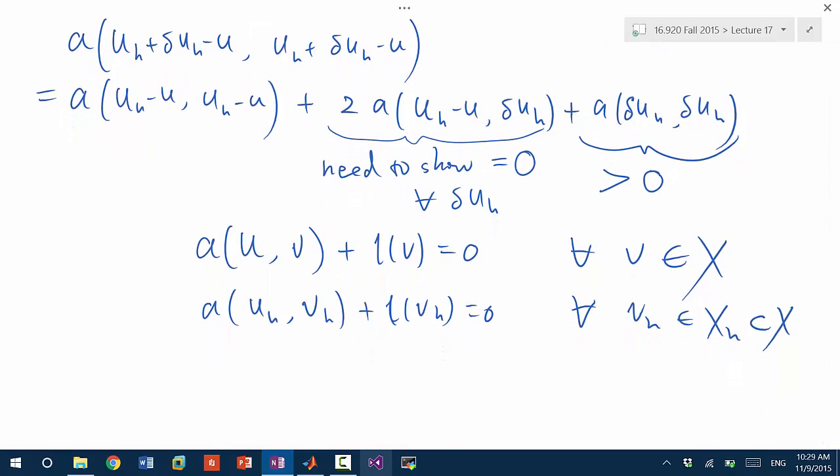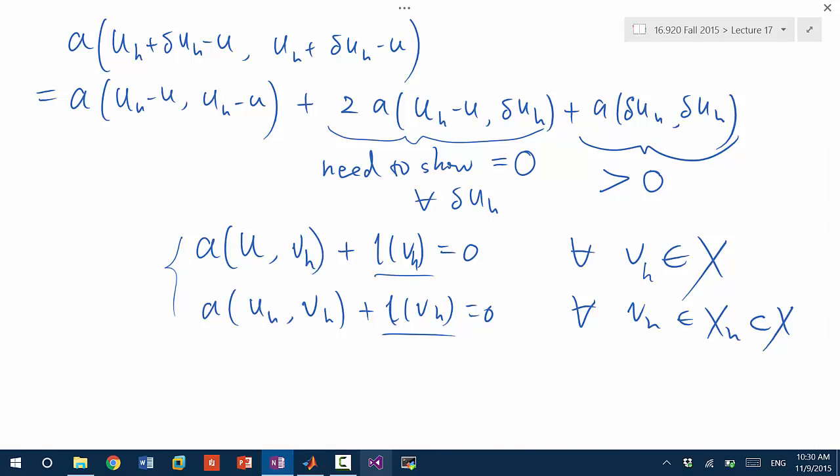Now I have a question for you. If I plug in VH into the first equation, would it still work? Yes, right? So if I plug VH into the first equation, because VH is within the smaller space, which is part of the bigger space, VH is also part of the bigger space. That means if I use a VH, then both equations are satisfied, and the linear functional is the same. That means A of U and VH is equal to A of UH and VH.